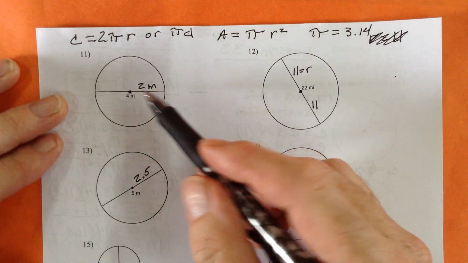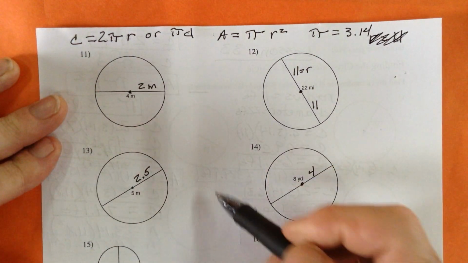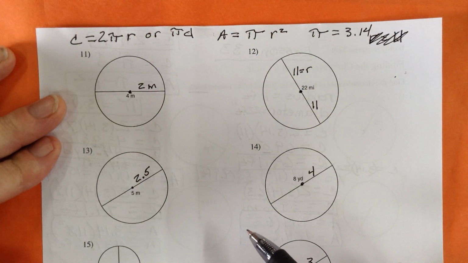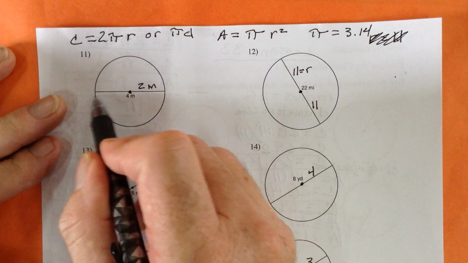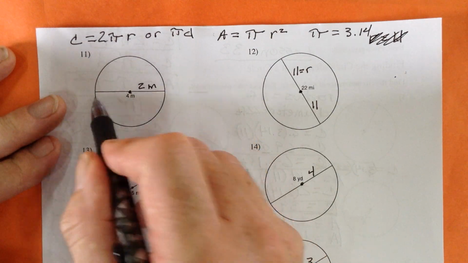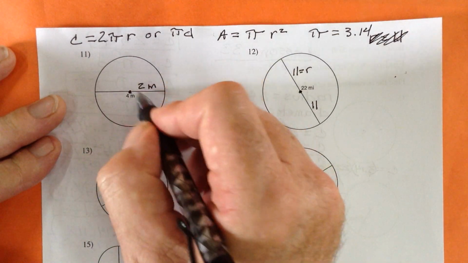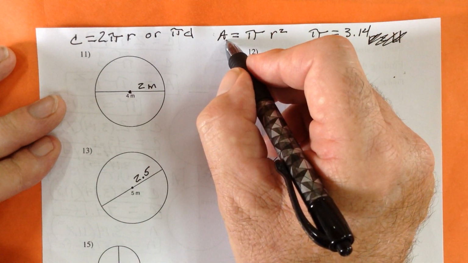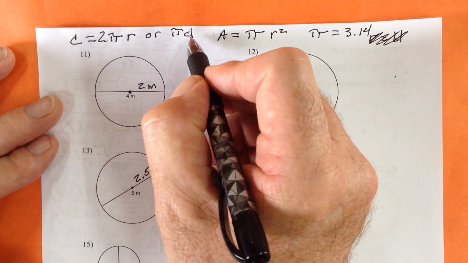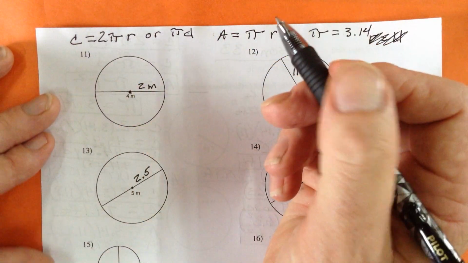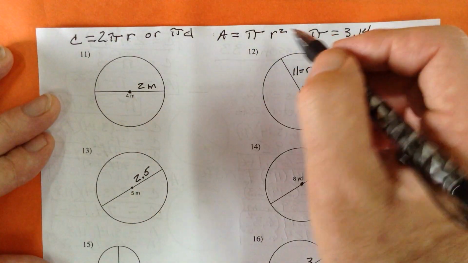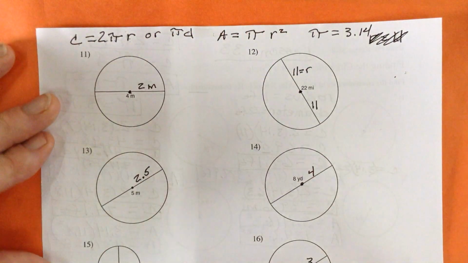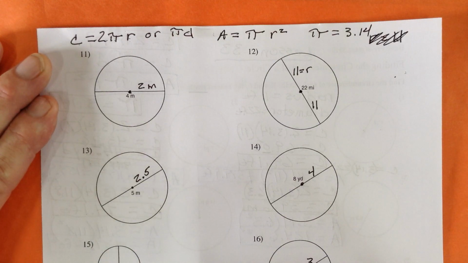Okay, with 11, 12, 13, 14, we're going to do the circumference and the area. But you'll notice these give you the diameter. You got 4 meters. So if you're going to use the radius, you're going to have to find the radius to do the area. The circumference, you can use the diameter or the radius.